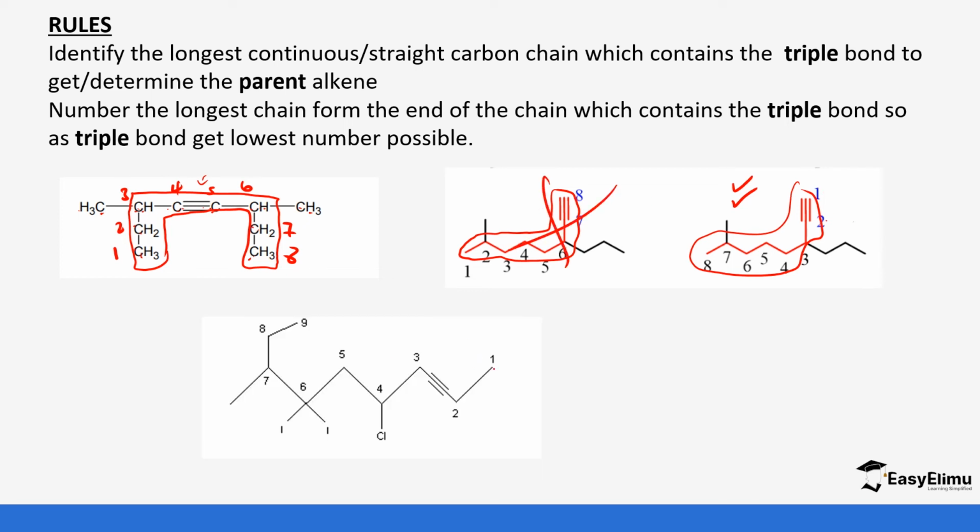Another example is this. You know that the triple bond must be in the longest chain. So you start counting from here: 1, 2, 3, 4, 5, 6, 7, 8, 9. So this is going to be our longest chain. It's continuous, as you can see. Anything outside of it, this is a chloride, iodide, and then methyl is a branch. So we start naming it from this side so that we can give the triple bond carbon number 2.